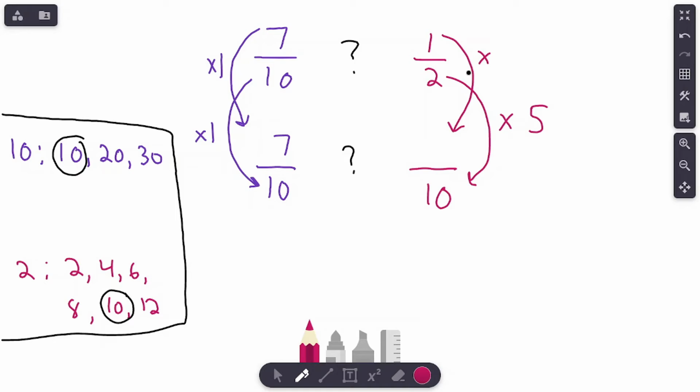Psst, it's the same thing. Multiply it by the same thing. So, 1 times 5 equals 5.